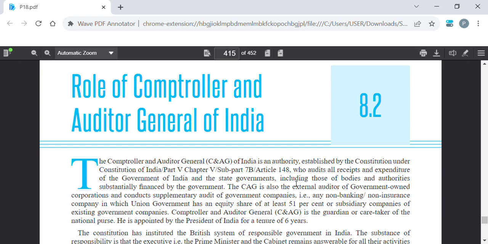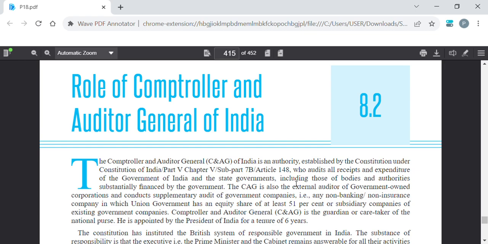So the Comptroller and Auditor General of India is an authority. Who is he? He is a person, an authority established by the Constitution. What will he do? He will audit, he will check. Audit means to check. He will check all receipts and expenditure of the Government of India. If you are 100% thorough about sections, parts, chapters, then only write them, otherwise there is no need to quote sections. He audits all receipts and expenditure of the Government of India and state governments.